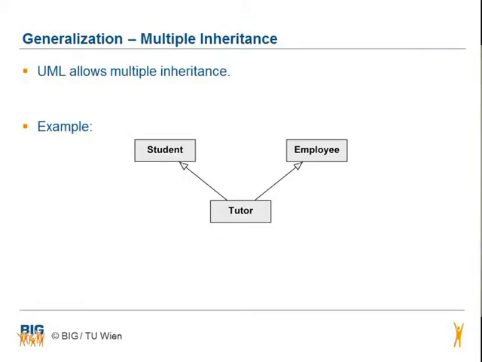UML allows multiple inheritance. This means that a class may have multiple superclasses. For example, a tutor is both an employee and a student. In some programming languages, this construct is not possible, and you need another concept.